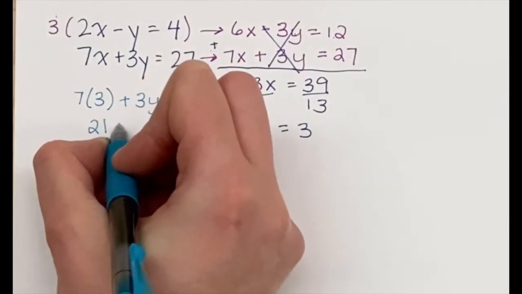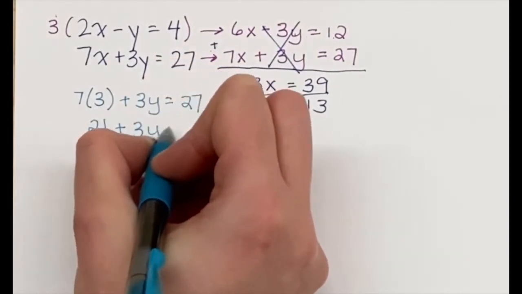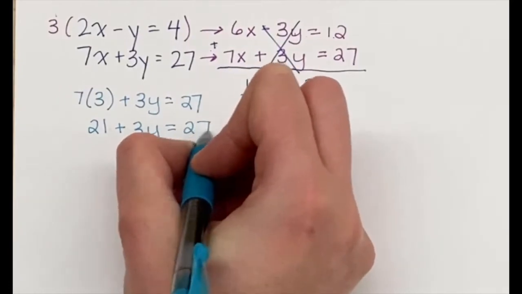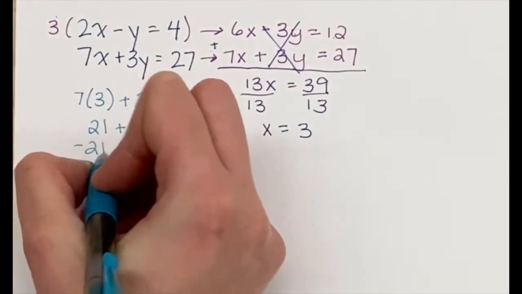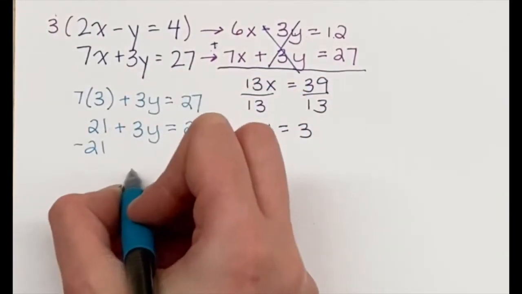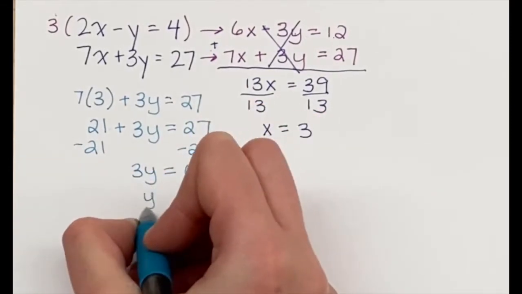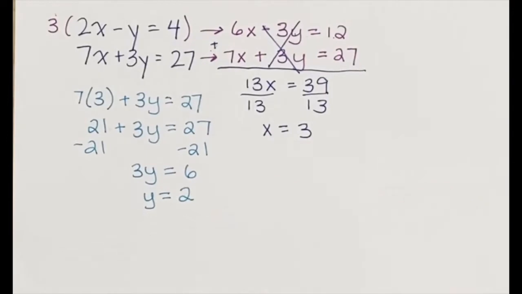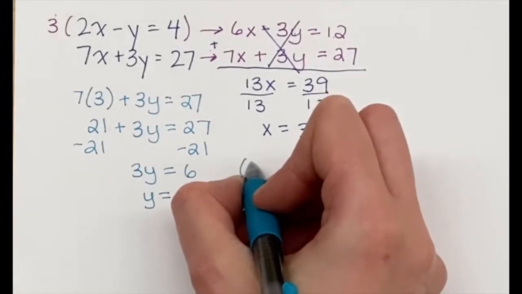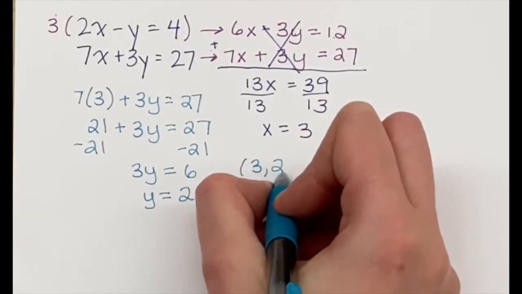7 times 3 is 21 plus 3y equals 27. Subtract the 21 from both sides. We get 3y equals 6. So y equals 2. So our point in question is (3, 2).